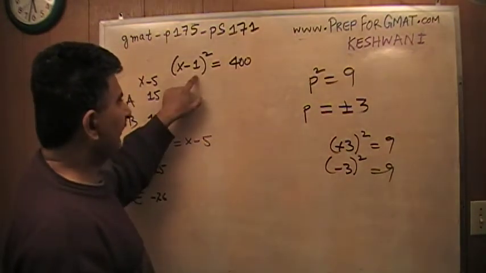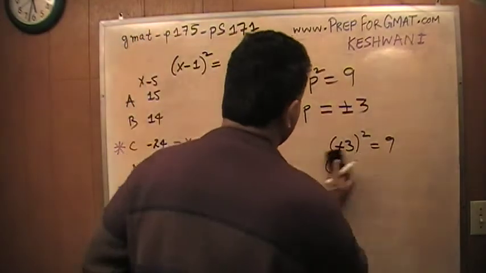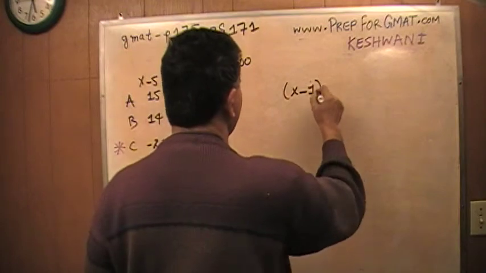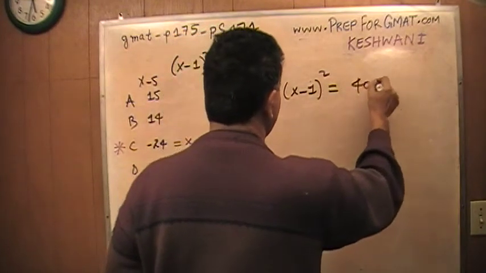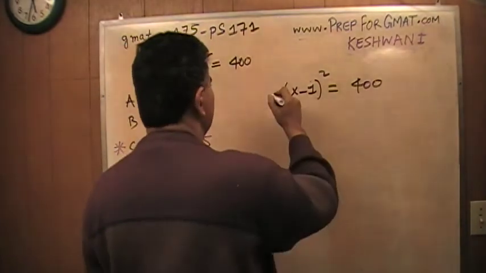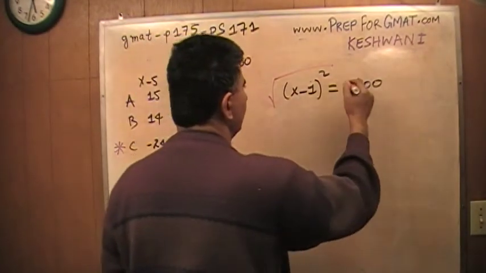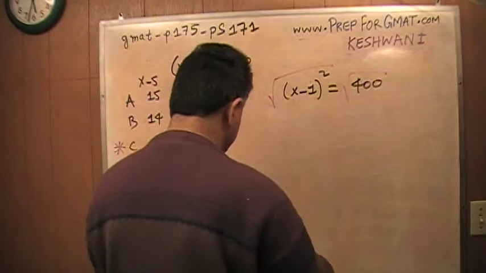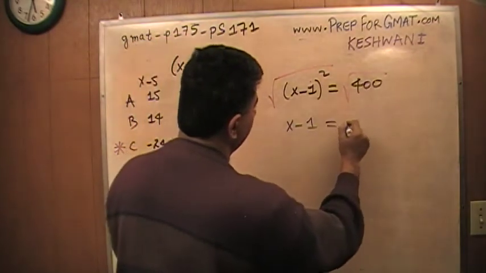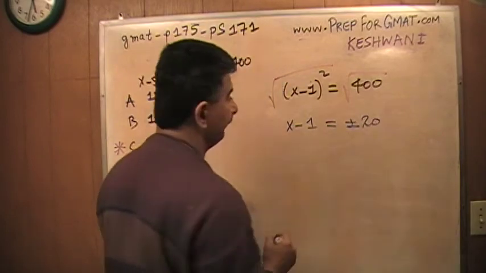The same logic applies here. Let's do it together. So x minus 1, I'm told, squared equals 400. So when I take a square root of both sides, that tells me that x minus 1 must be positive or negative 20.